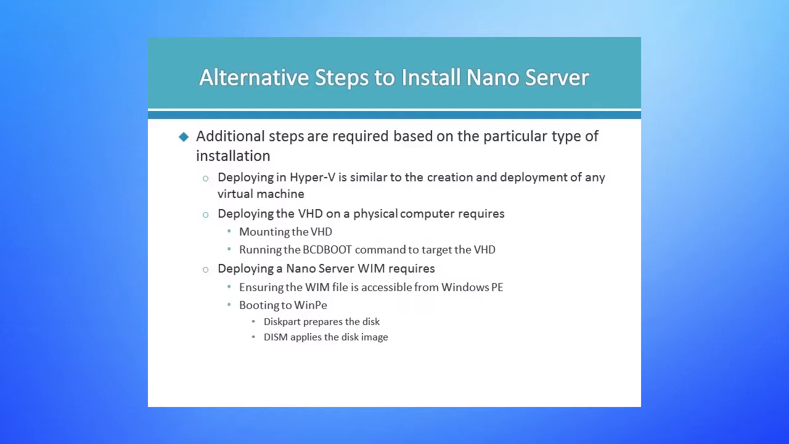So deploying in Hyper-V is going to be similar to the creation and deployment of any virtual machine. Basically, we're going to go into Hyper-V Manager or use Windows PowerShell to create a new virtual machine, but tell it to use the existing VHD that we just created. We'll start up the VM and connect to the virtual machine through Hyper-V Manager, and what will show up for us is what's called the Nano Server Recovery Console. We'll log in using the administrator account and password, and obtain the IP address for the machine. I'll show you how to do that, and then from that point, we just use remote management.